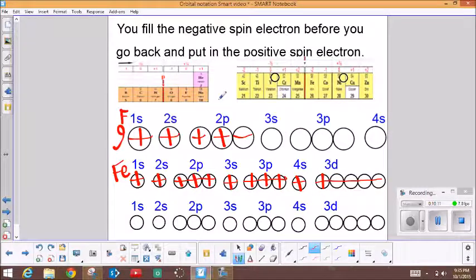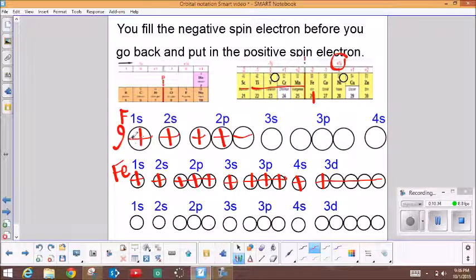You'll see we have done all the negative electrons, and that we have done one on the positive side. So Fe is my first one in the D section that completes the orbital, that I've already put the negative ones in, and I come back and complete the orbital.